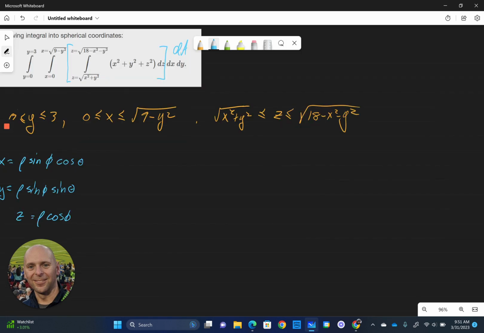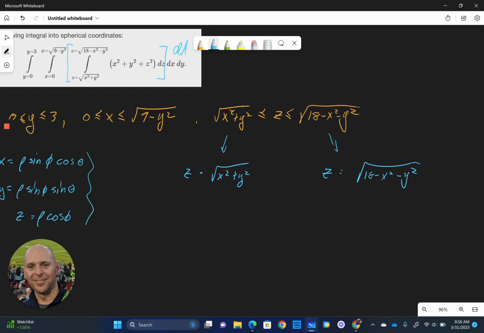So when we take a look at this first one, we have z equals the square root of x squared plus y squared. And over here on the second one, I have z equals the square root of 18 minus x squared minus y squared. So that's our upper surface. This is our lower surface here. Okay, now subbing in for x, y, and z with our replacements here for spherical coordinates. You can go through the simplification of this. It's just a little bit of algebra.